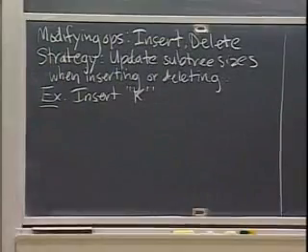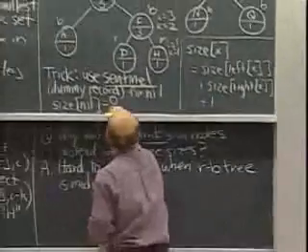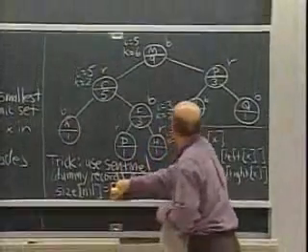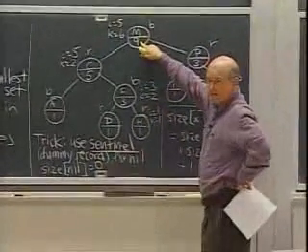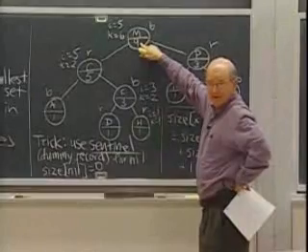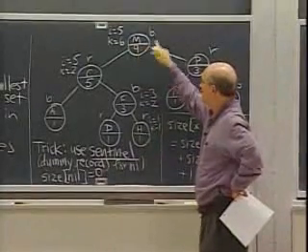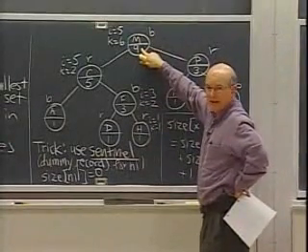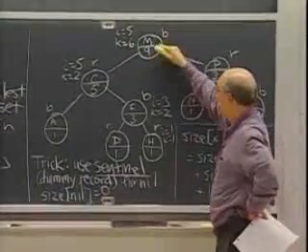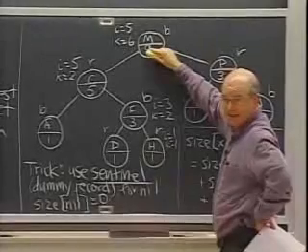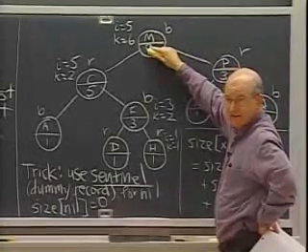Okay, element with key k. So I'm going to want to insert it in here, right? And so what's going to happen to this subtree size if I'm inserting k in here? Okay, this is going to increase to 10.